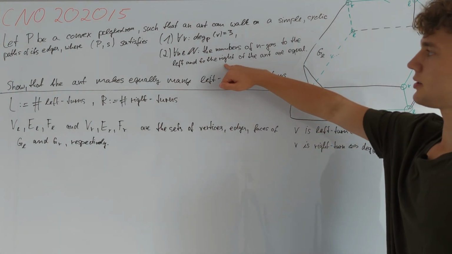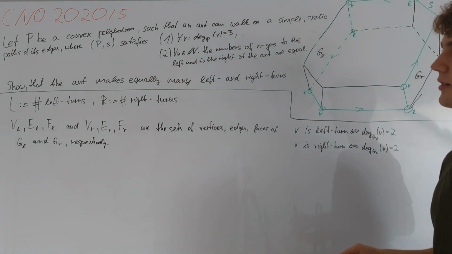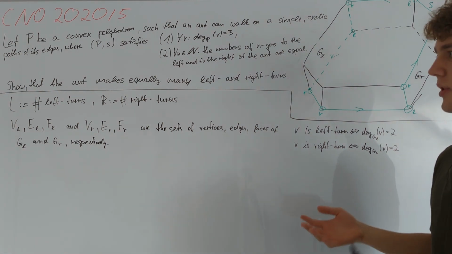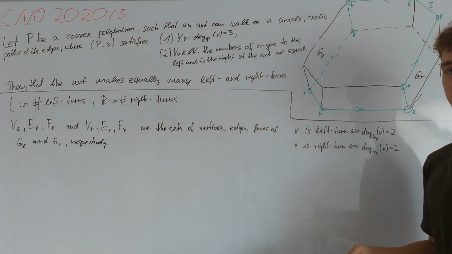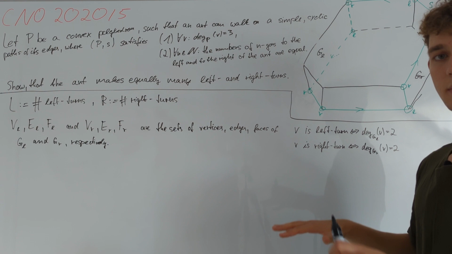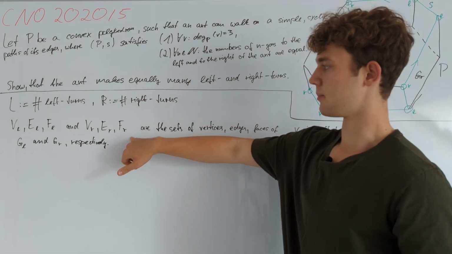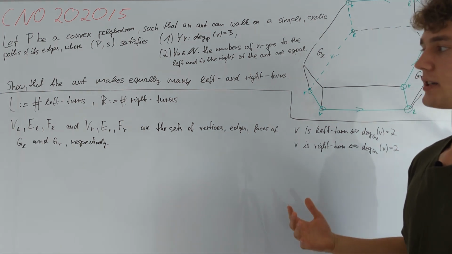Well, 2 states that the faces of GL and GR have similar properties. And I want to specify what that means. And we hope that these similar properties are enough to show that they are both equal in number of vertices, edges, and faces.